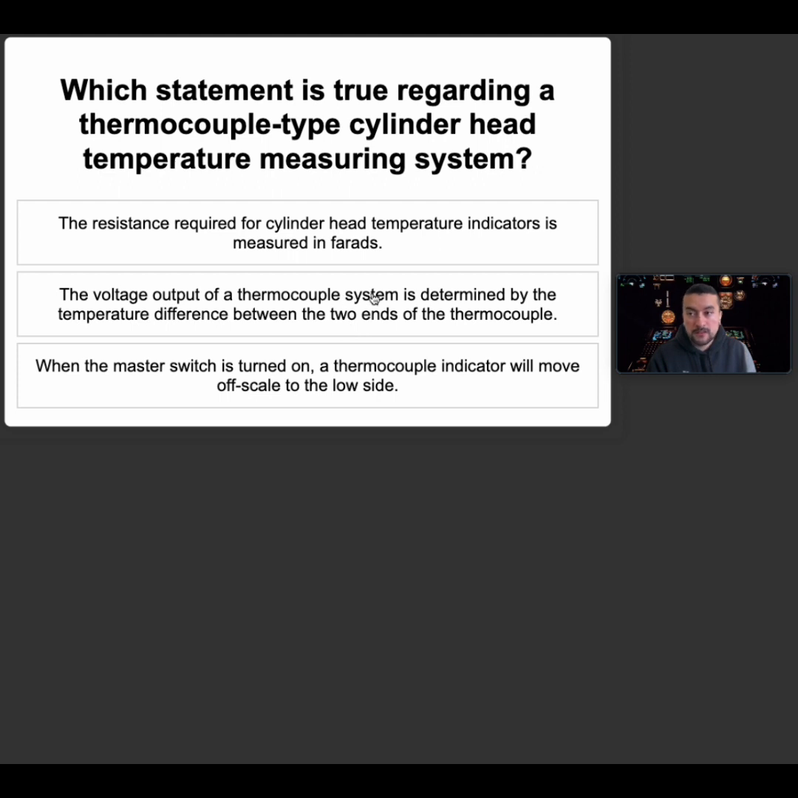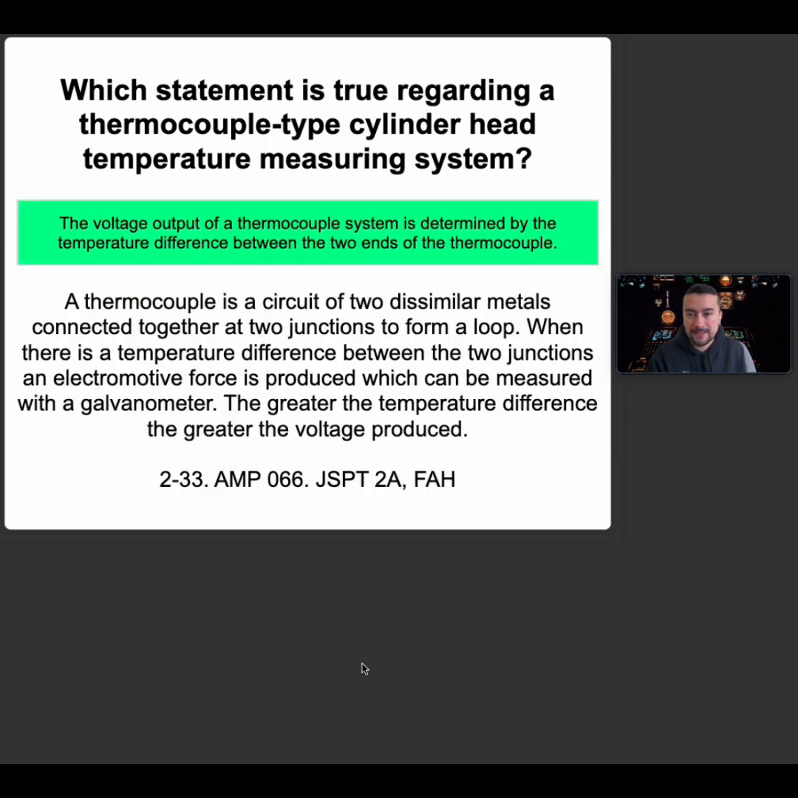The voltage output of a thermocouple system is determined by the temperature difference between the two ends of the thermocouple. That's the answer. Let's read it. Which statement is true regarding a thermocouple type cylinder head temperature measuring system? The voltage output of a thermocouple system is determined by the temperature difference between the two ends of the thermocouple. It was a good one. If you want to check it, you can just stop the video and read it.